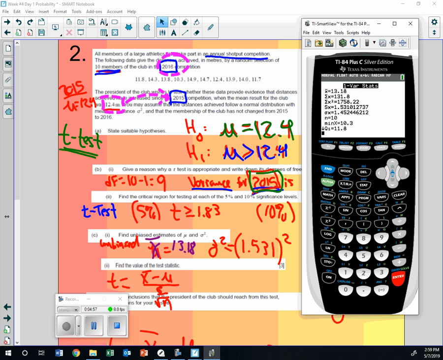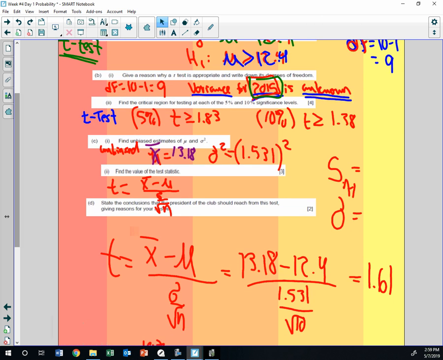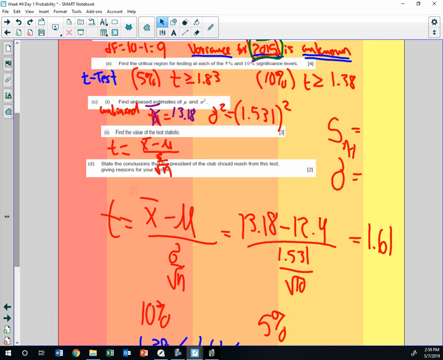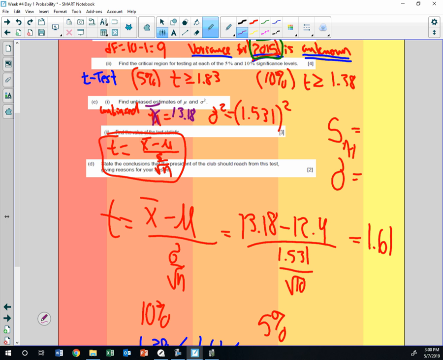Going back to the problem, they said the mean is 13.18. The variance is 1.531 squared. So make sure that you get that. Then we are almost home free on this one. Find the value of the test statistic. You need the formula for the t-value: x bar minus mu over sigma over the square root of n. This is the formula for finding the t-value, and then you just put those in.